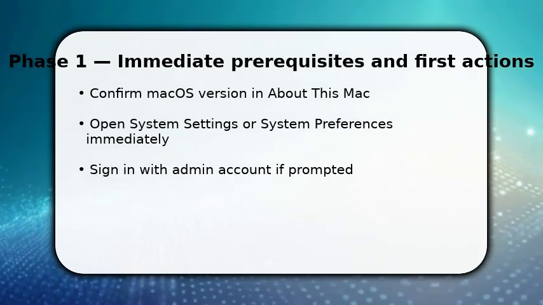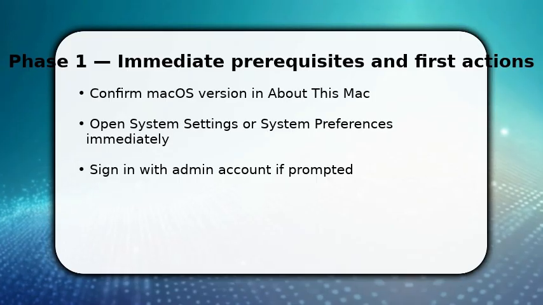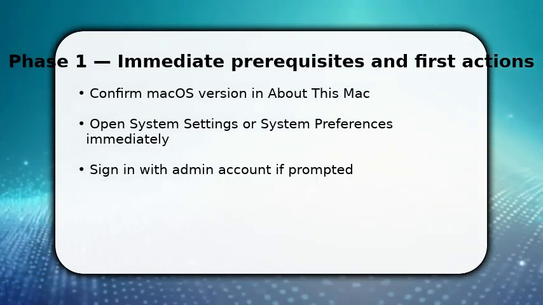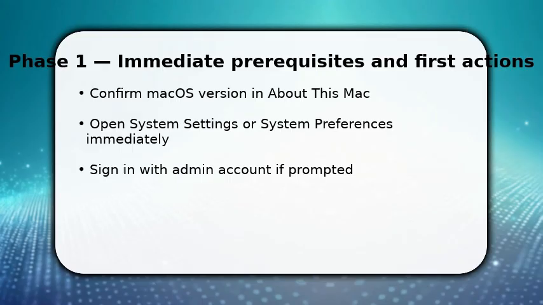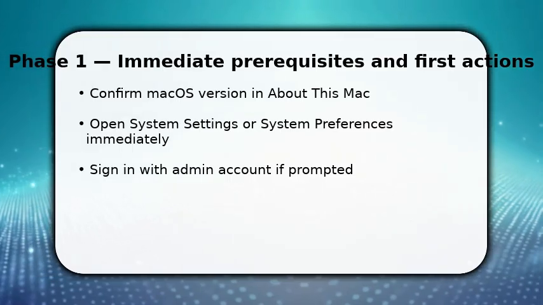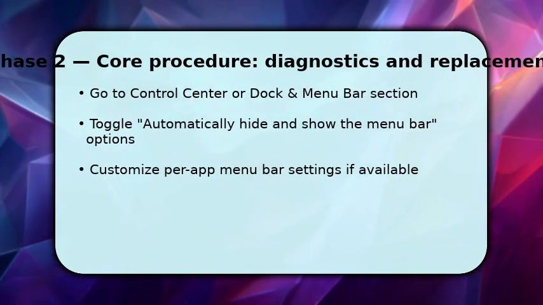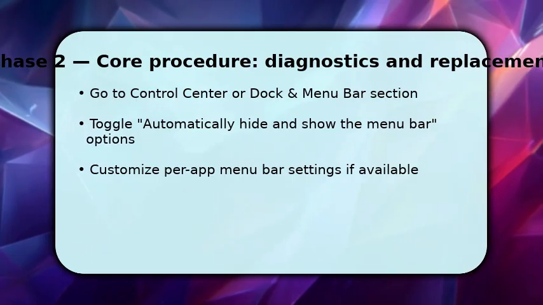In System Settings, you'll find sections organized differently, so make sure you're in the correct pane for Control Center and Dock and Menu Bar. This first actionable step locates where the menu bar options live, so you can change visibility, and now you navigate to Dock and Menu Bar or Control Center and look for visibility toggles.